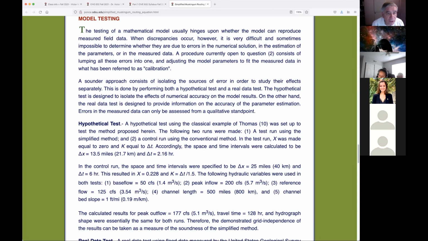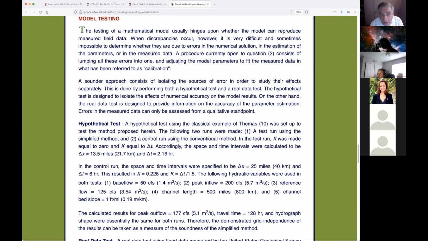Okay, when discrepancies occur, like if you do a calculation and there is measured data out there and there's a discrepancy, then you wonder, did I mess up or is it the data? It is very difficult and sometimes impossible to determine whether they're due to errors in the numerical solution. And we're here to study errors in the numerical solution. When this course is finished, you will understand and know how to pursue this subject.